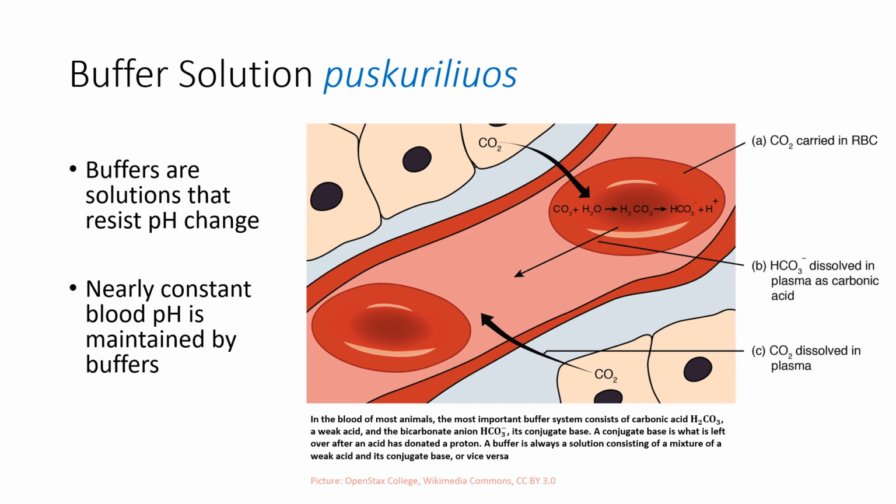The pH of the blood is kept relatively constant by buffers. An important buffer system in blood is a mixture of carbonic acid and bicarbonate ion. The carbonic acid neutralizes added base. The bicarbonate ion neutralizes added acid.